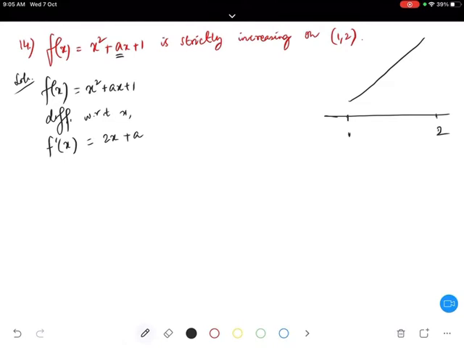Yeah. So now, this is f dash x we got. So after getting this f dash x, we have to find the corner points. So let us write 4 corner points. So 4 corner points.